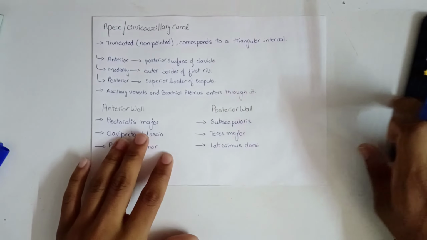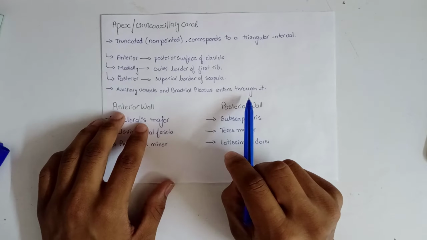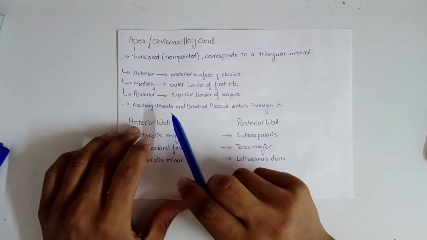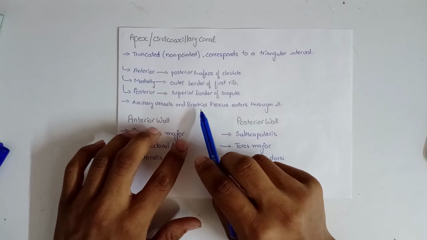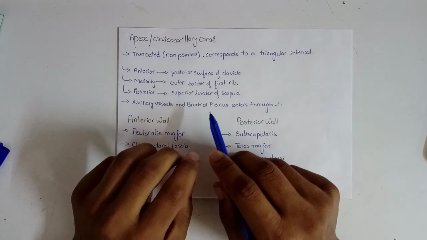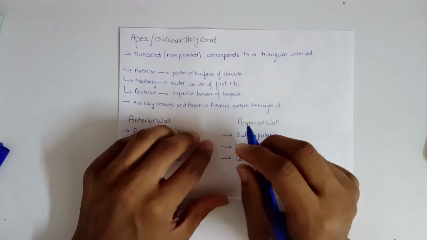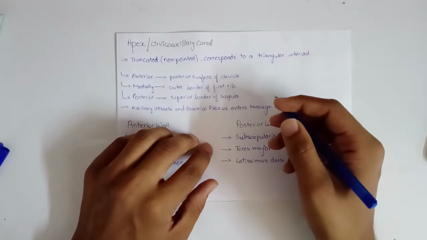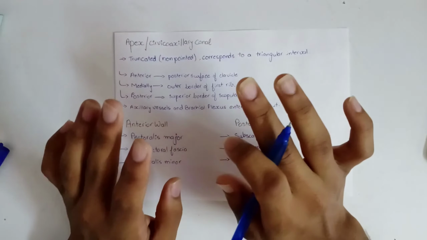The contents are the axillary vessels and the brachial plexus, which enter through it. The axillary vessels are the axillary artery and axillary vein, of course, and the brachial plexus. In my brachial plexus video, I have covered the contents of the brachial plexus behind the clavicle. So the contents behind the clavicle are also in the cervico-axillary canal.